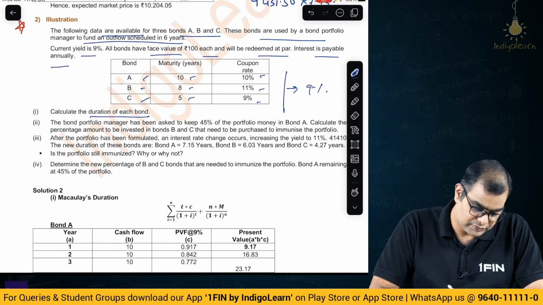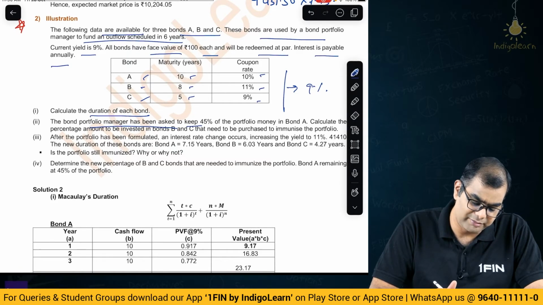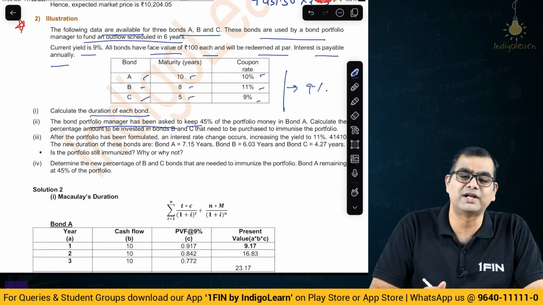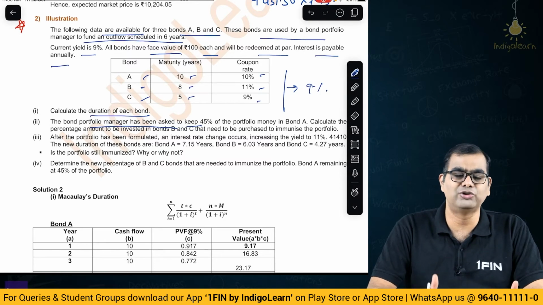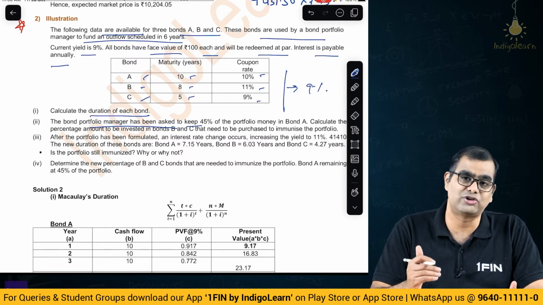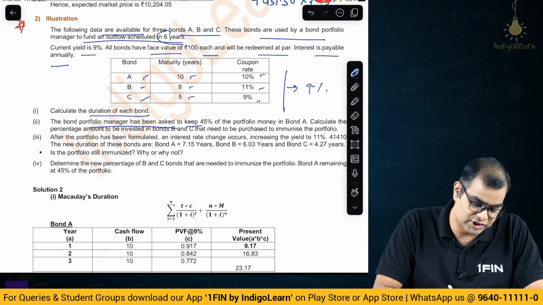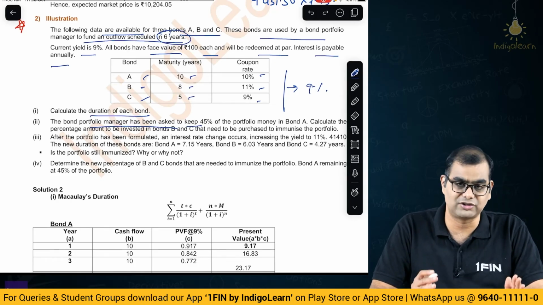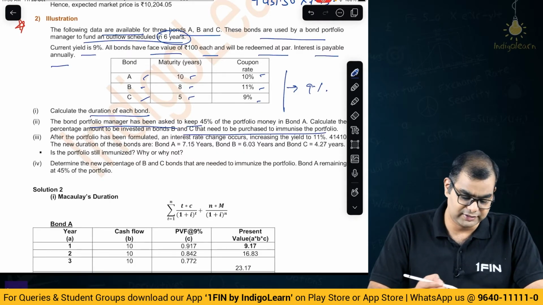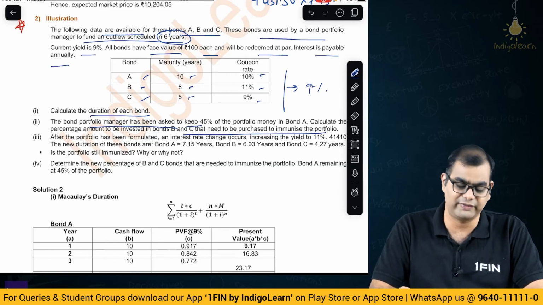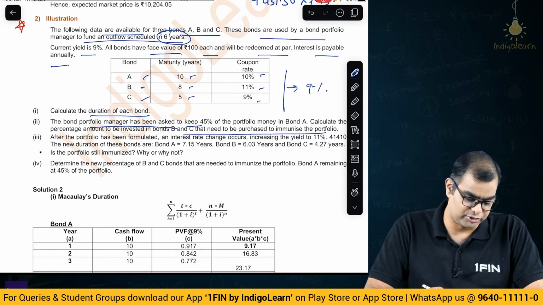We can do that. The bond portfolio manager has been asked to keep 45% of the portfolio money in bond A. Calculate the percentage of money to be invested in bond B and C that need to be purchased to immunize the portfolio. So, this is about the immunization concept. What is immunization? A portfolio is said to be immunized when the duration of the portfolio matches the exact maturity of the liability. When is the liability here? Outflow is scheduled in 6 years. So 6 years is the liability. So we have to ensure that the duration of the portfolio is 6 years by putting some weights for B and C, which is roughly B plus C is 55%. So we have to figure out the weights based on the durations and then compute the answer.